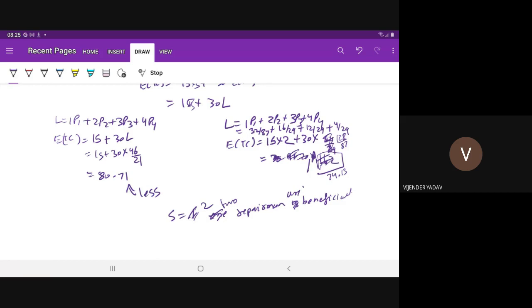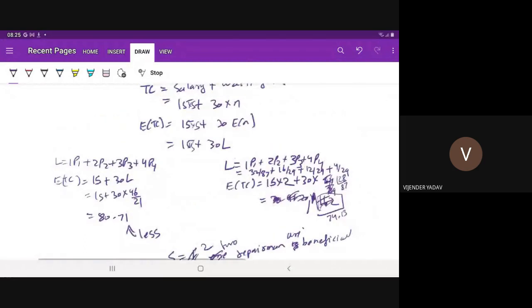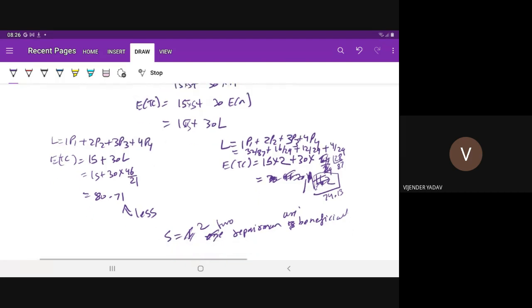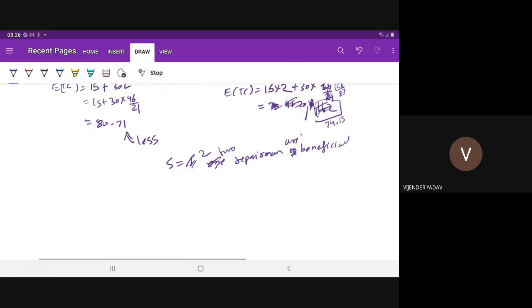I always notice that people are not even able to compute the p naught. If p naught is wrong, the complete question is wrong. Then we cannot provide even a single mark. If p naught is wrong, for any step we cannot provide any marks. So you have to take care in the calculation of the p naught.